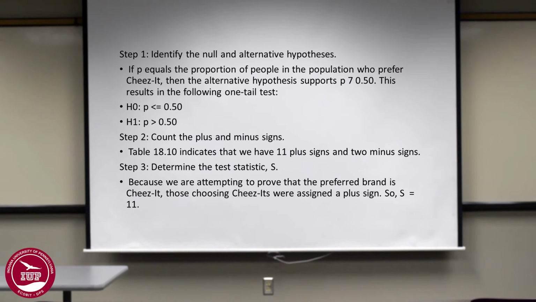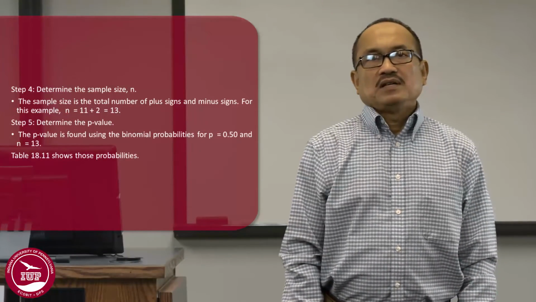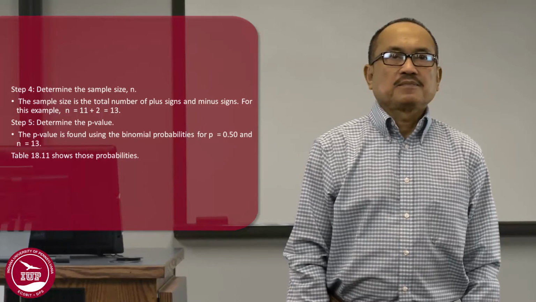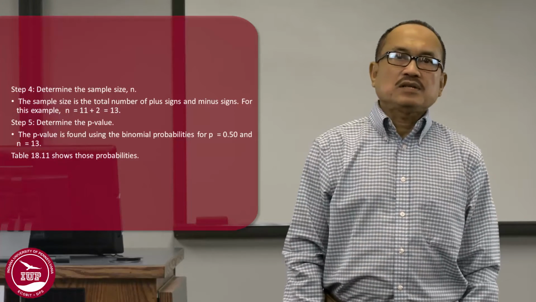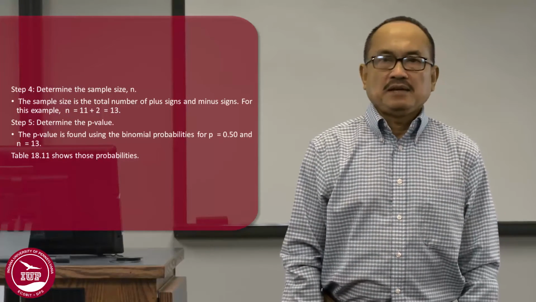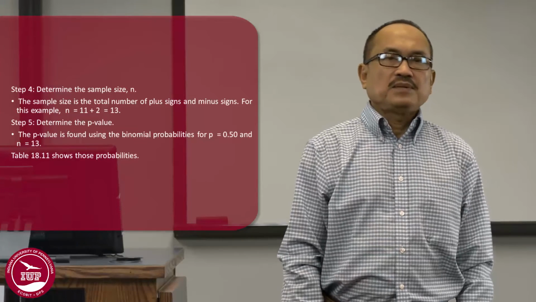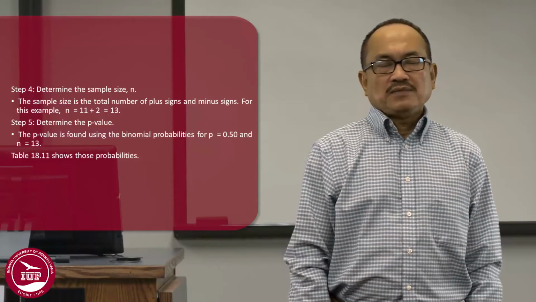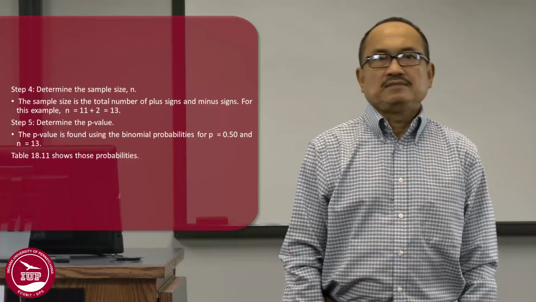Step 3. Determine the test statistic S. Because we are attempting to prove that the preferred brand is Cheez-It, those choosing Cheez-It were assigned a plus sign, so S equals 11. Step 4. Determine the sample size n. The sample size is the total number of plus signs and minus signs. For this example, n equals 11 plus 2 equals 13.